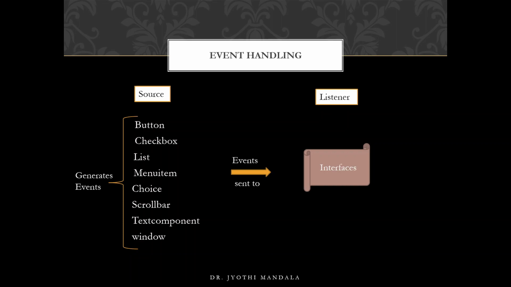But before that, whenever the listener wants to handle an event, it has to register with these events. To do that, it needs to follow this syntax: add type listener. This is a method available in the java.awt.event package. This method helps us in registering the listeners to the sources.